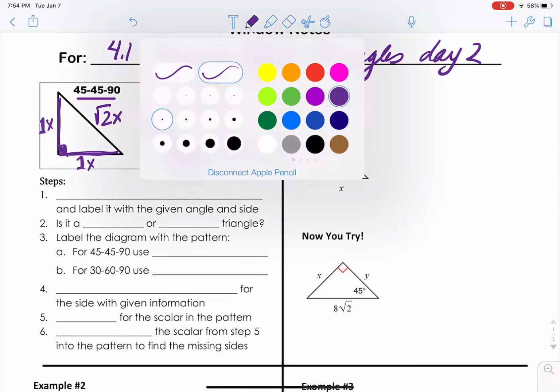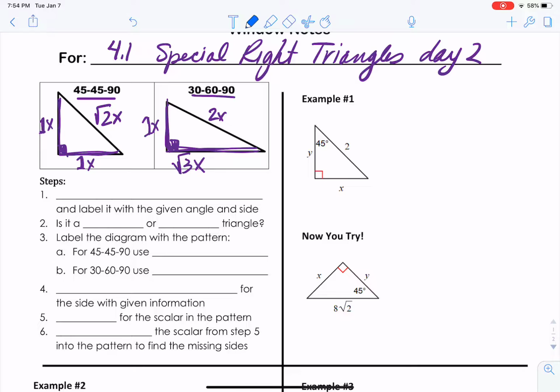So first step to solve any special right triangle problem: you draw a diagram if needed. Most of the problems, like the ones we did yesterday, already had pictures, but you will have some today that have just the words, like the ones on the notes that we did. So you need to make sure that you can draw the picture and label it on the right side. Then you have to decide, for step 2, which pattern to use.